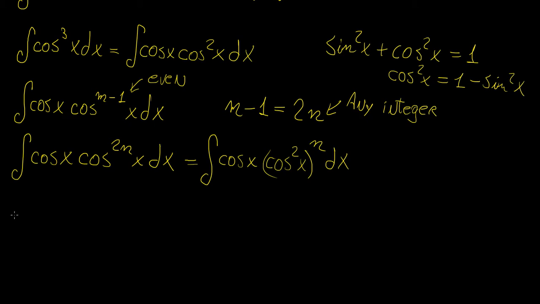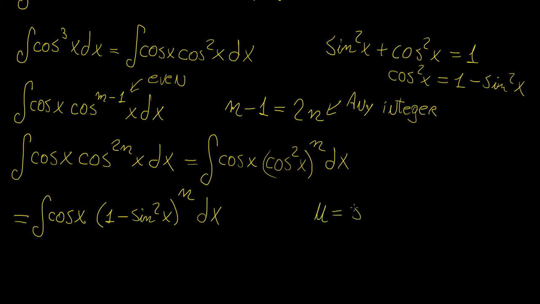So now if we go from here, we can say cosine of x times (1 minus sine squared of x) to the power of n, which is any integer value, and now we're gonna have dx. So once again, what we can do here is use a substitution. Let's say u equals sine x, such that du becomes cosine of x times dx.